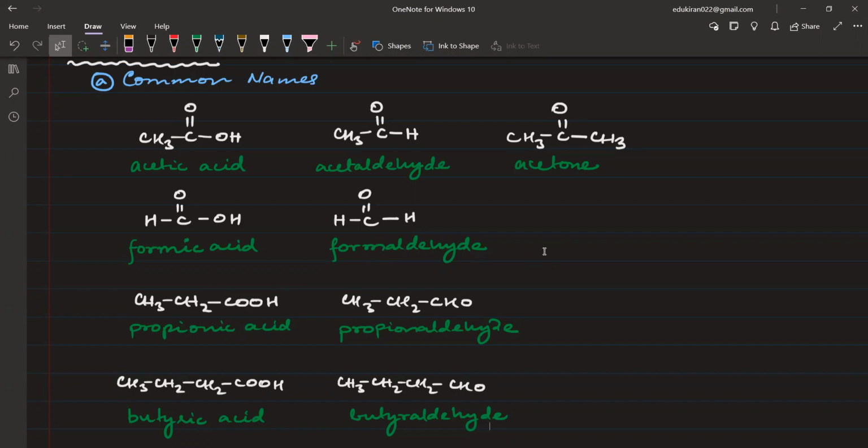Please try not to look at the screen and write on your own, because once you have listened to it, it must be there somewhere in your brain, and just try to write it from your memory. You have seen the screen, the structures and the names. You can write the acetic acid and those parts, not the acetaldehyde, formaldehyde, propionaldehyde, and butyraldehyde. Try to retain as much as you can in the class itself, so that you don't have to revise a lot at home.